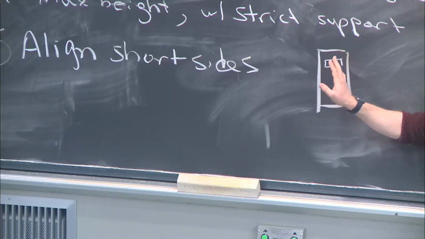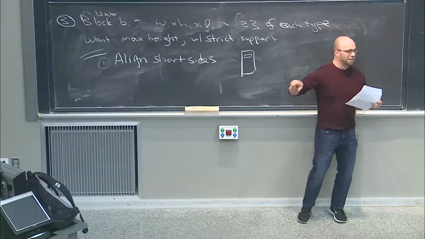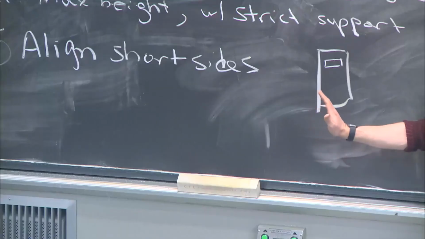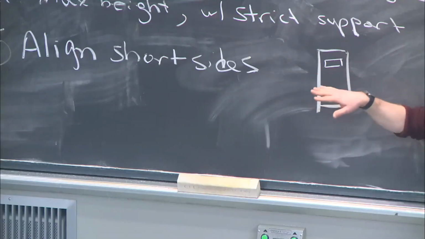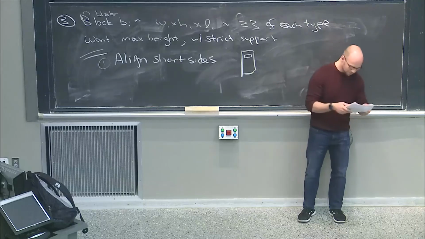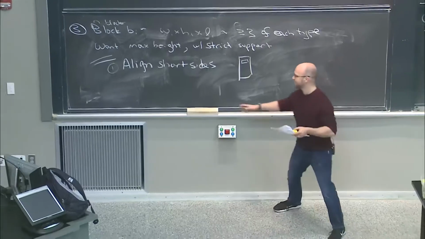So there's never a case, you can convince yourself with just a few inequalities, where I don't always put the long side parallel to the long side of the block underneath it, and the short side parallel to the short side of the block underneath it. Does that make sense? Cool. So that's observation 1.